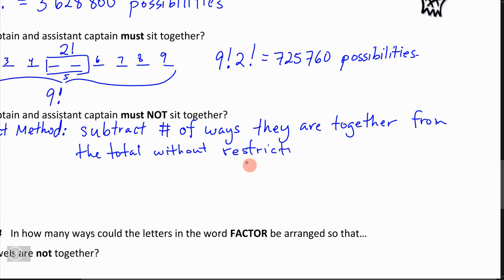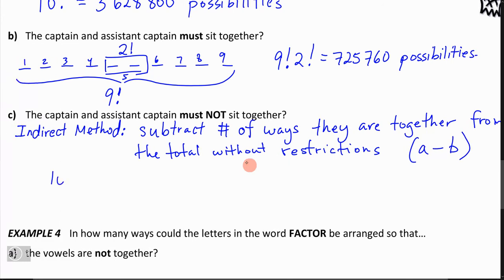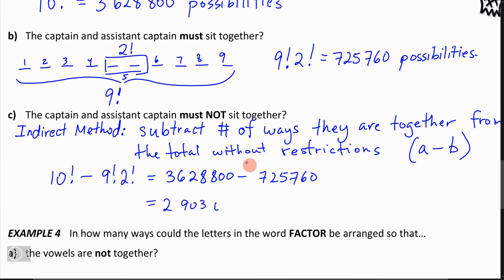So in other words, we're just going to subtract the values that we got from the answer for A, take away the answer that we got for B. Essentially what we're calculating here is 10 factorial minus 9 factorial times 2 factorial, which is equal to 3,628,800 minus 725,760. And this is equal to 2,903,040 possibilities.